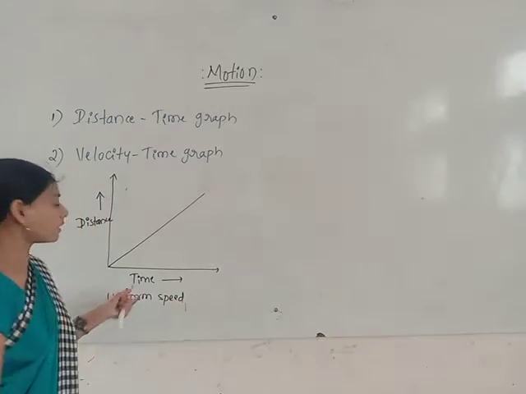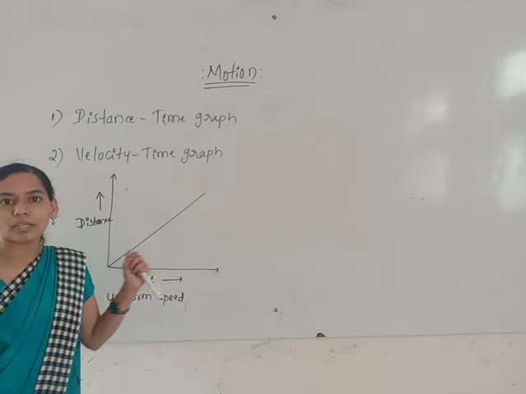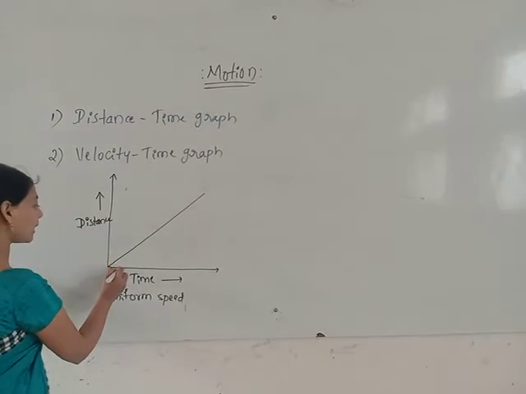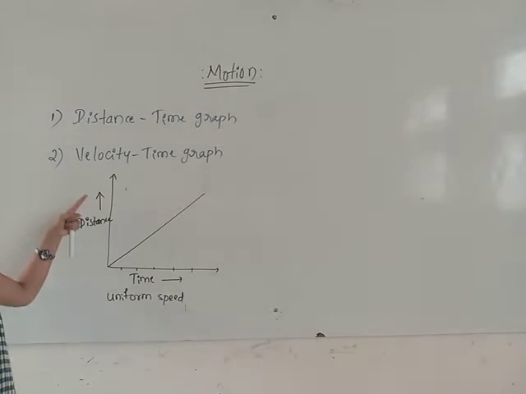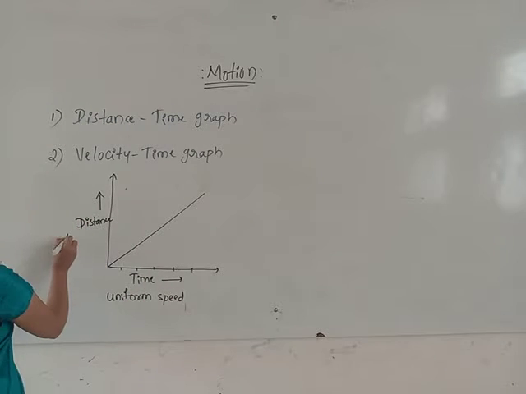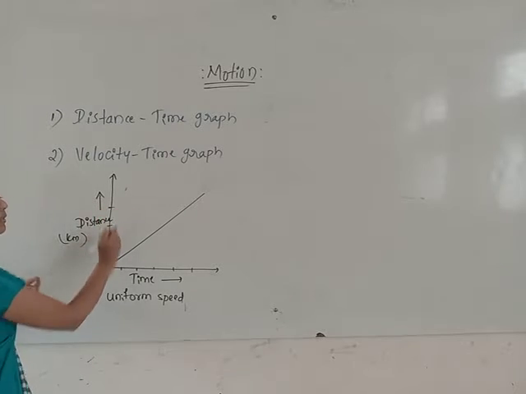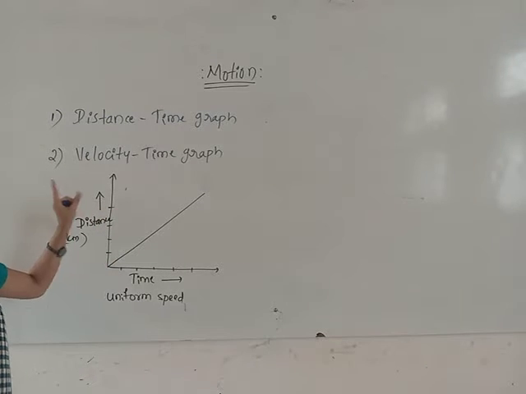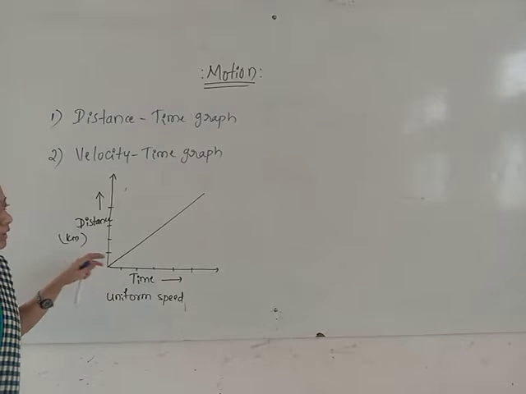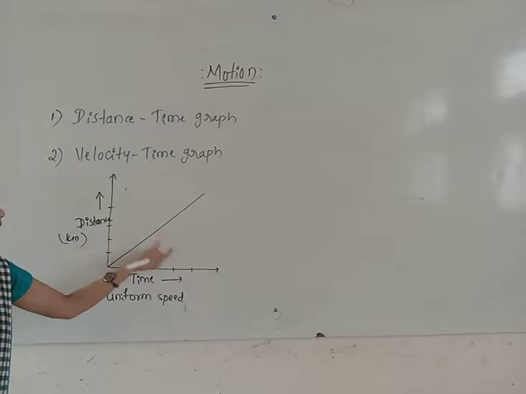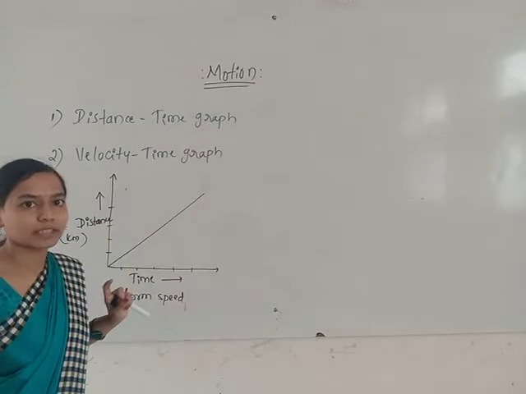Uniform speed means what? The object is covering equal distance in equal intervals of time. Here we can say 1 hour, 2 hour, 3 hour, 4 hour, 5 hour like that. And in distance we can take it in kilometers: 1 kilometer, 2 kilometer, 3 kilometer, 4 kilometer like that. When it is a uniform speed, the distance time graph will be a straight line. By the distance time graph we can determine the speed of an object.